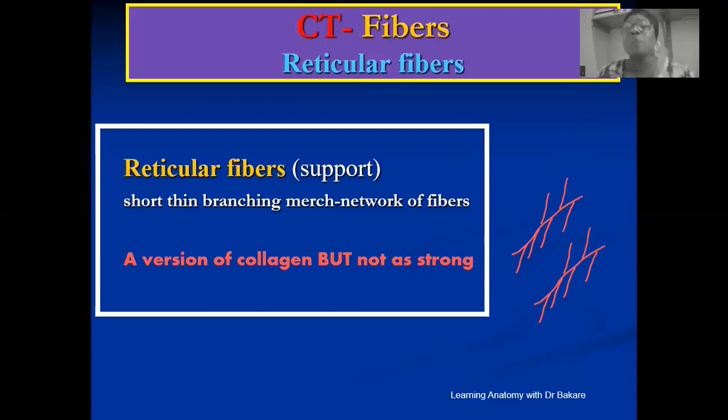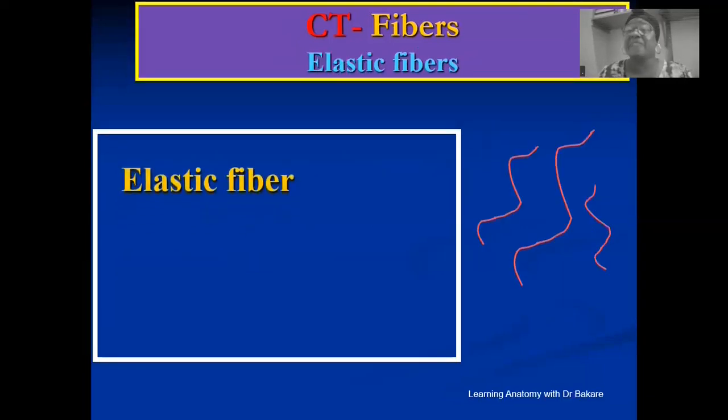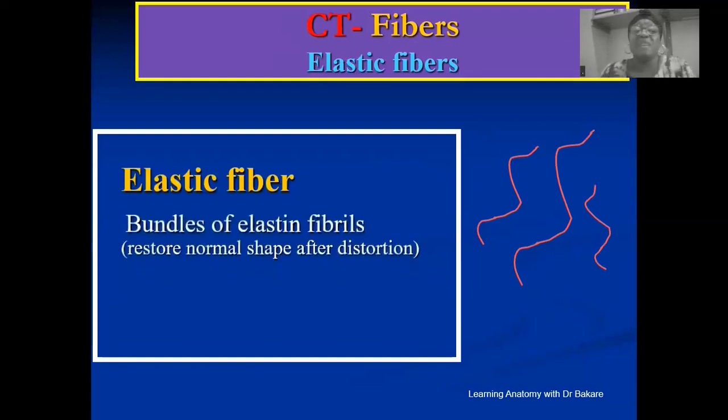So they also help to support, but the support is not as strong as what is delivered or presented by the collagen fibers. The last type of fiber that we have is the elastic fiber. This elastic fiber, just from the name, you see that they are made up of bundles of elastin fibrins, and this basically helps to restore the normal shape or size of the connective tissue when they are being distorted. So when there is an expansion or an enlargement, they have the capacity to return back to their original size because of the elastin fibrins, and they are usually thinner than the collagen fibrins.